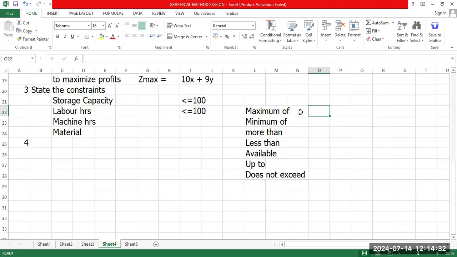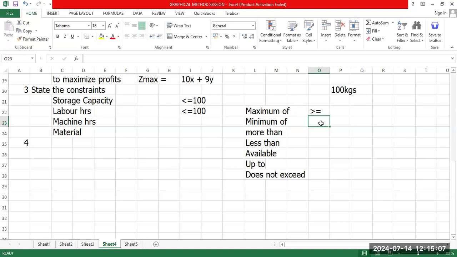Maximum of, if they say maximum of, let's say 100 kgs, which inequality can you use? Who wants to try? You can use the less or equal to. You need a maximum of 100 kgs. So you have to use less or equal to. Then if they say a minimum of 100, which inequality?